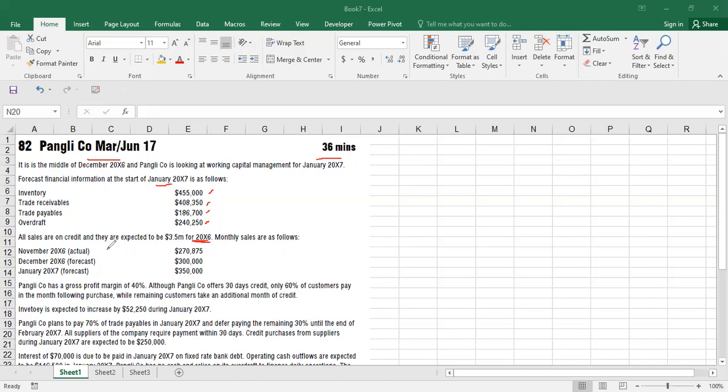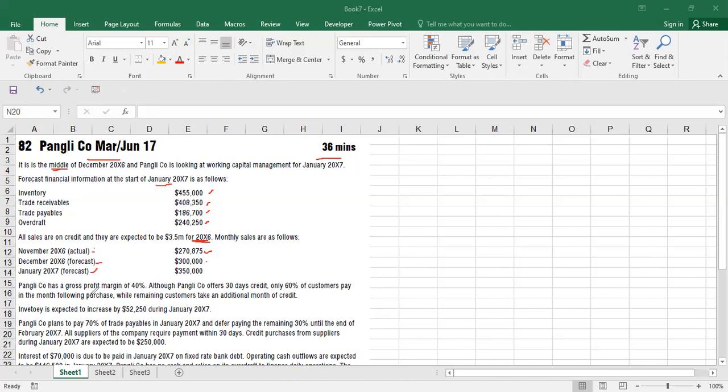Monthly sales are as follows. So this is your November, December. This is actual sale for November because it has already occurred. December are forecast sales because you are sitting in the middle of December. So this number is a forecast, 300,000. Then January sales next year, it is also forecast number, 350,000. And these all are on credit. Now, what are the terms of payment? How do our customers pay us?